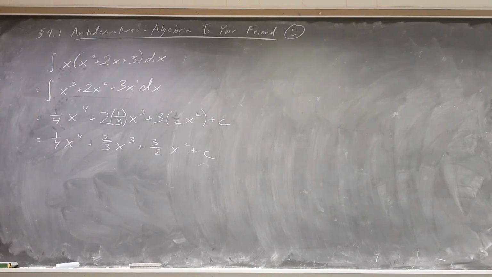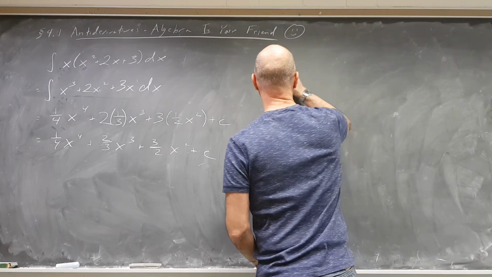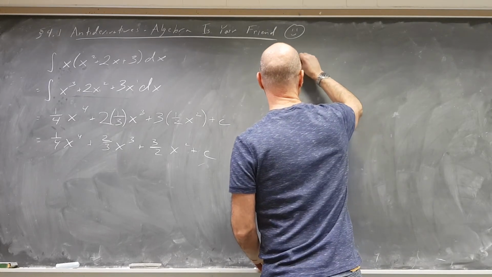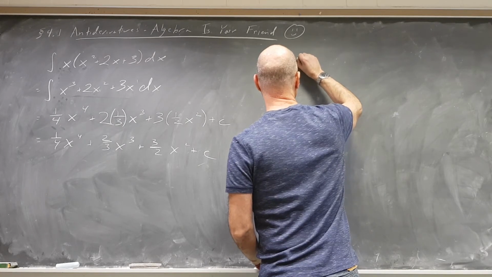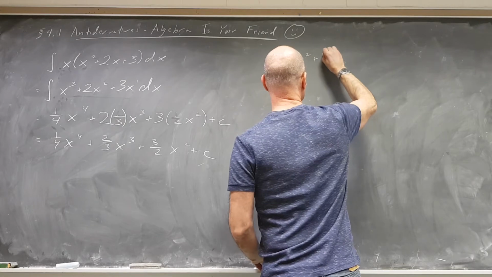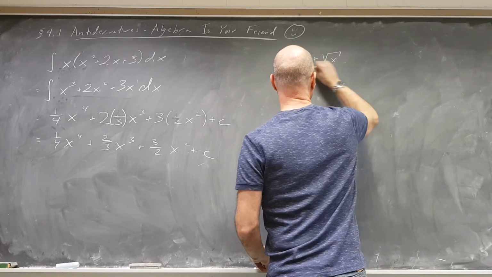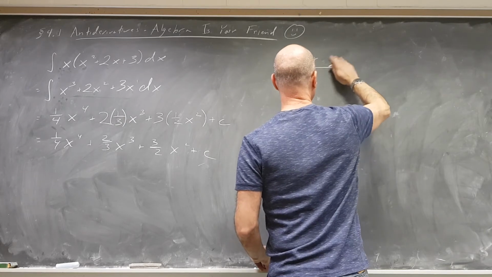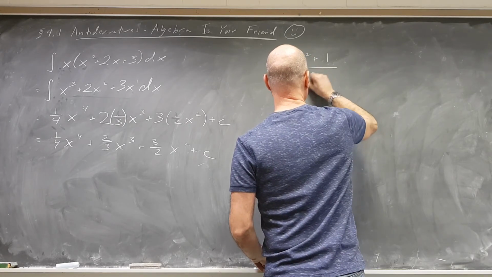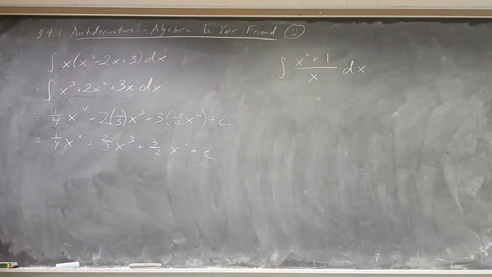Let's take a look at another example. Let's say I give you x squared plus 1, all over x. X squared plus 1 over x.